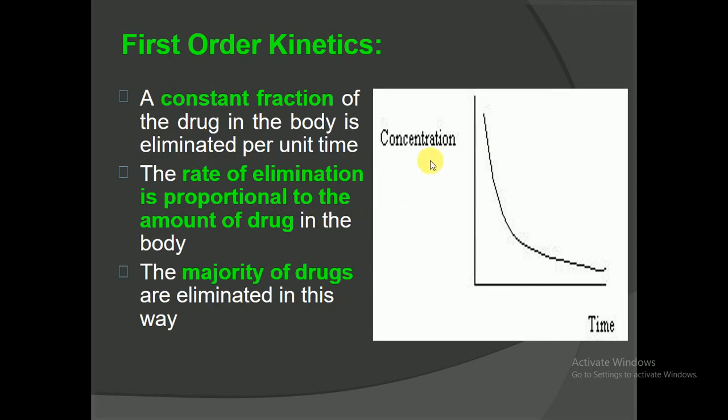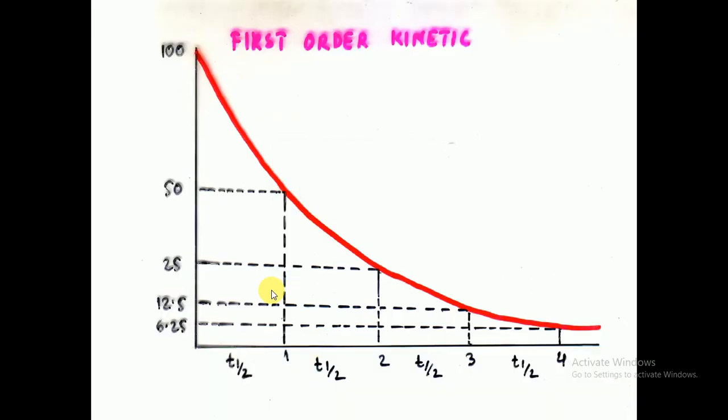As we know, this graph shows time versus concentration. Look at the horizontal x-axis, where time is given, and this is the concentration of the drug. This is the graphical representation. In first order kinetics, a constant fraction of the drug in the body is eliminated per unit time, and the rate of elimination is proportional to the amount of drug in the body. The majority of drugs are eliminated this way. I will show it through a different example.